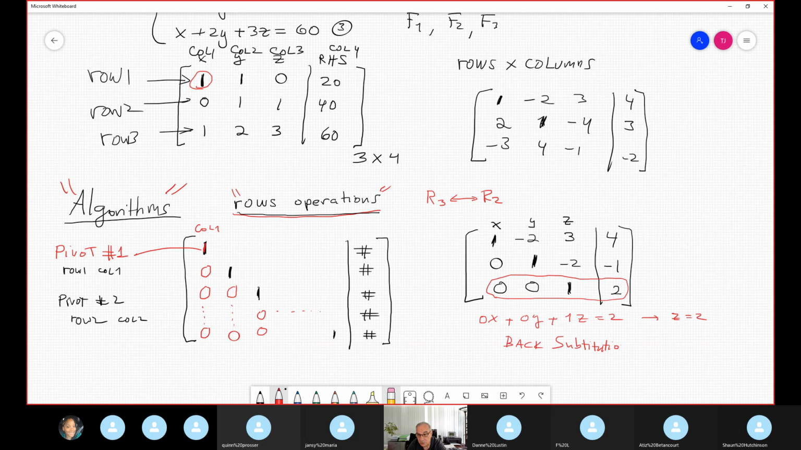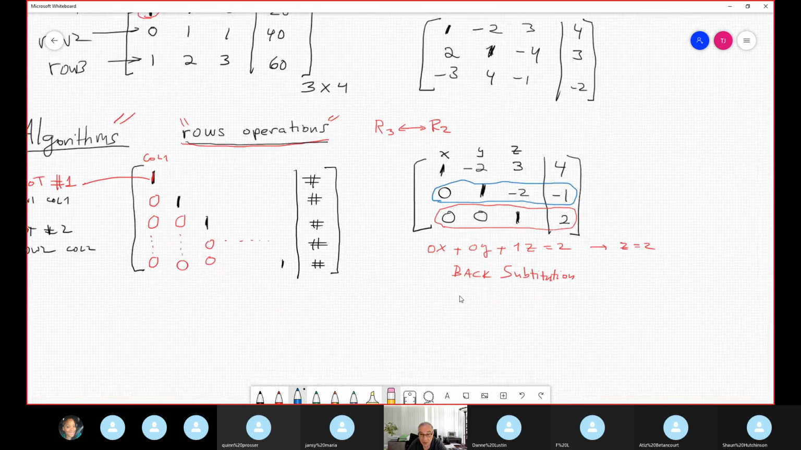Back substitution means que in the second equation, I don't want to copy 0x again, y minus 2z equal -1. But I know que Z es 2. Substitution here, minus 2 times 2 equal negative 1. Y is equal, bueno, negative 1 plus 4 is 3.